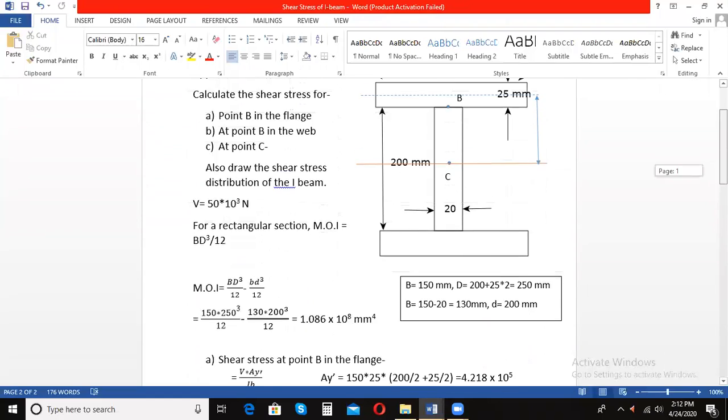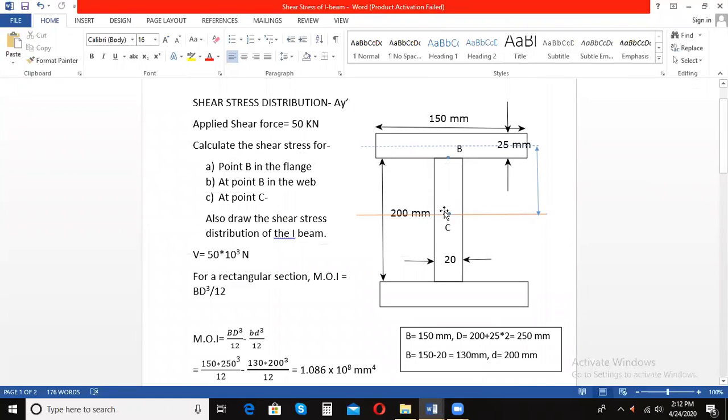Where is point C lying? See, point C is lying on the web. It is not lying on any of the flanges. Initially, we had taken a point which was lying both in the web as well as in the flange. But the point C, firstly, it is lying on the neutral axis, and secondly, it is lying only on the web. So the width of the section which you have to consider for your calculation is the width of this web, which is equal to 20 millimeters.